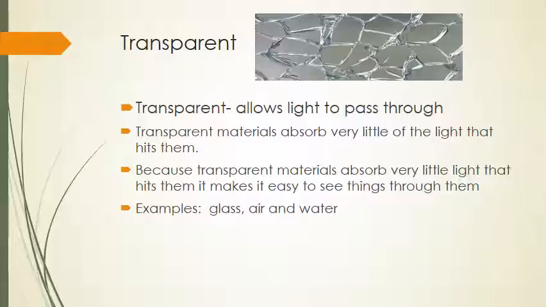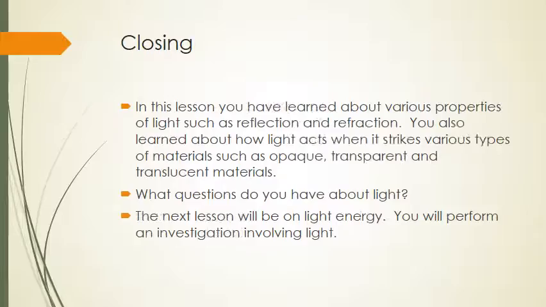Transparent materials allow light to pass through them. Transparent materials absorb very little of the light that hits them. Because transparent materials absorb very little light that hits them, it makes it easy to see things through them. Examples are glass, air, and water.